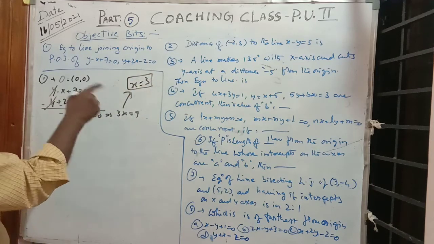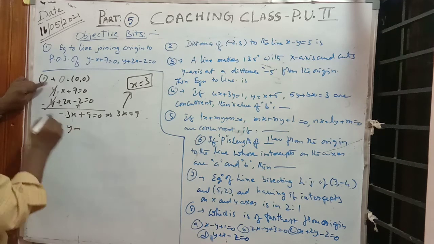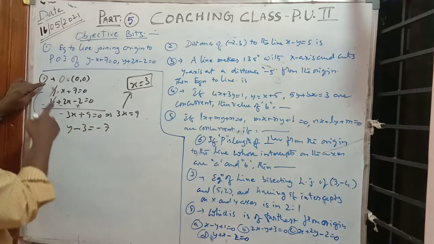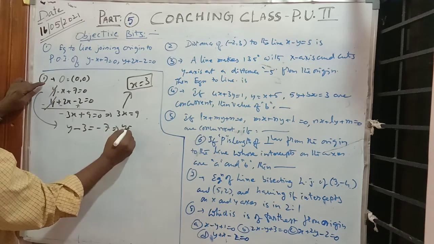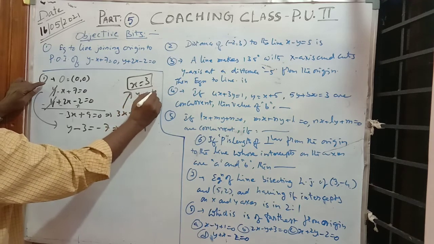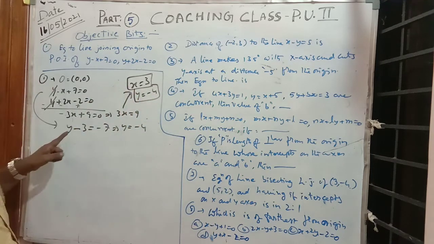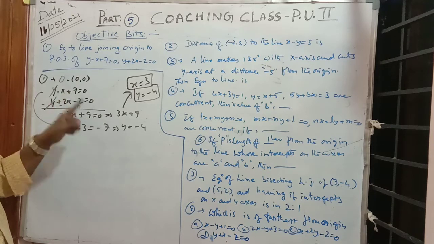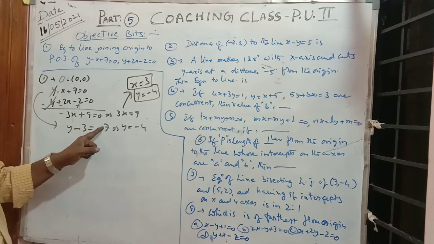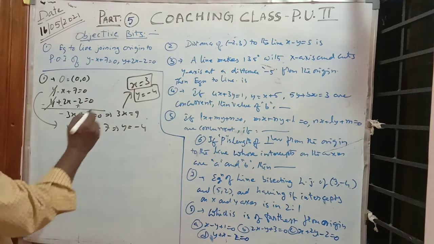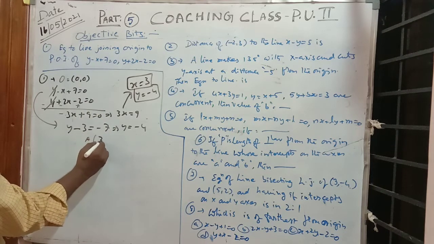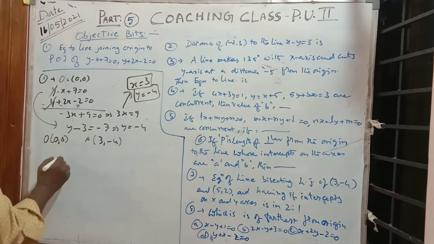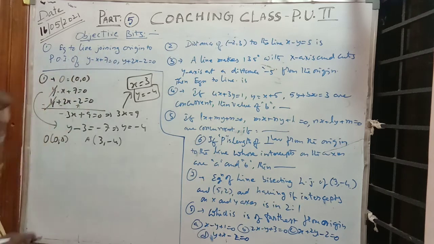If x is equal to 3, you substitute in it. In this one, y minus 3 is equal to minus 7. So that implies y is equal to minus 4. Here x is equal to 3, it is minus 7, send to that side, minus 7 plus 3 is minus 4. So the point is 3 comma minus 4, and the origin.